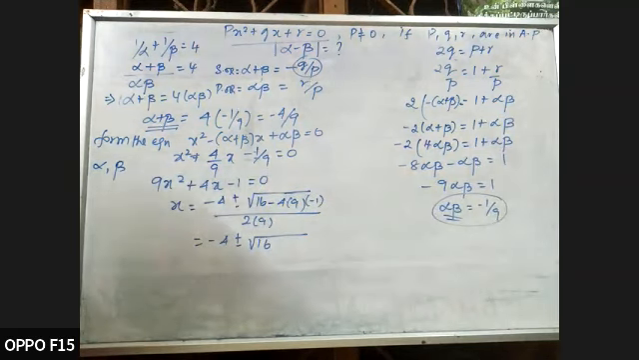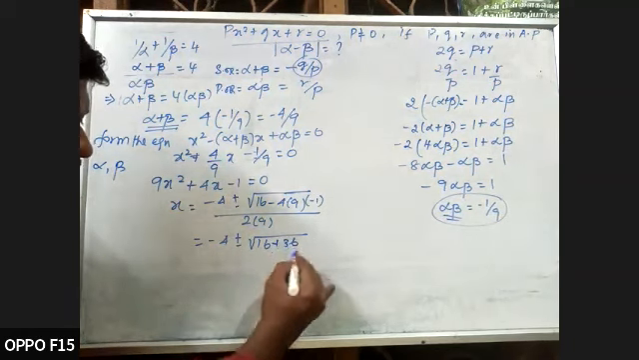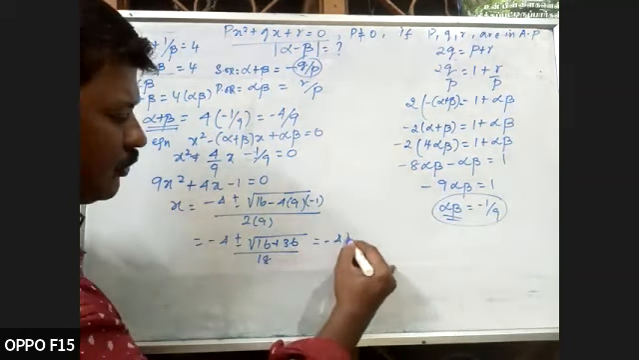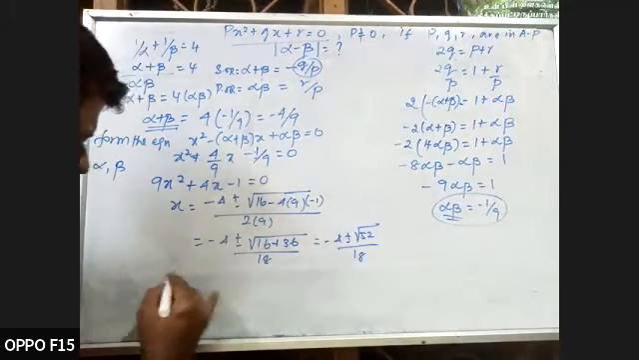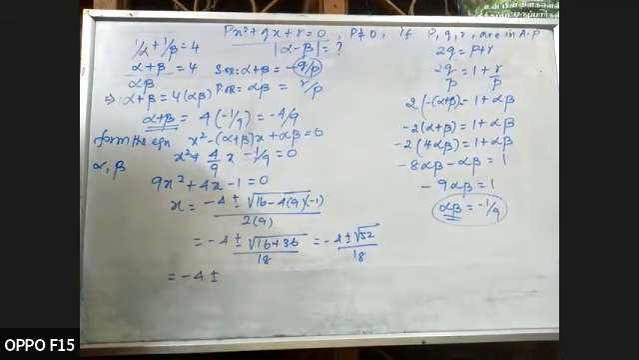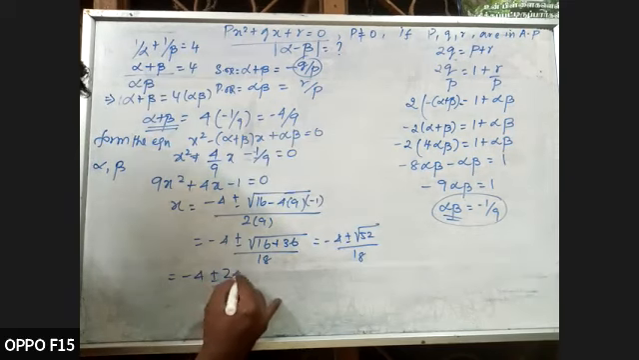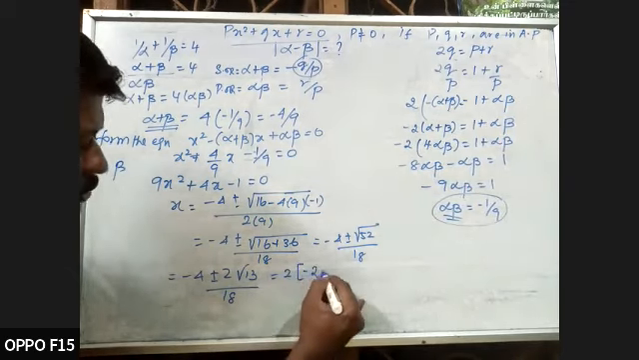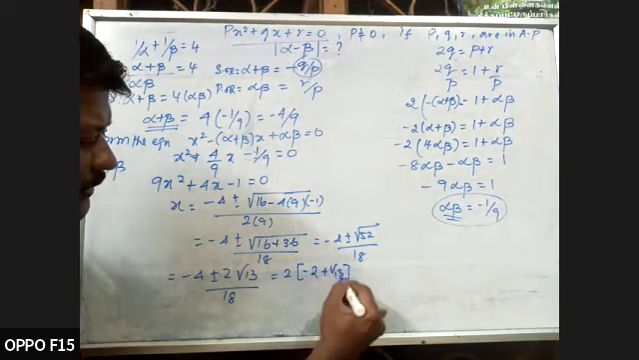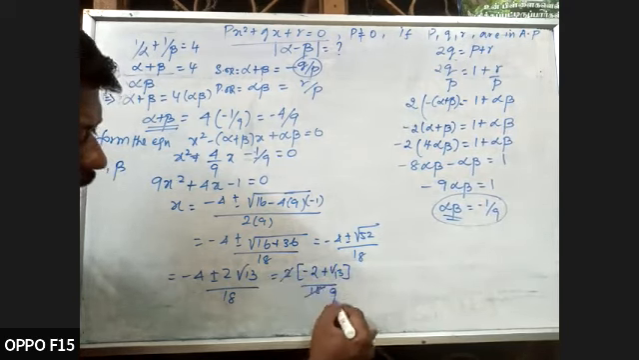So plus 36, divided by 18, which is equal to minus 4 plus or minus square root of 52 divided by 18. Now the square root of 52 can be written as square root of 4 into 13, very good, that is 2 root 13, divided by 18. If I take 2 common here, we have minus 2 plus or minus root 13 divided by 18. 18 will go 9 times.